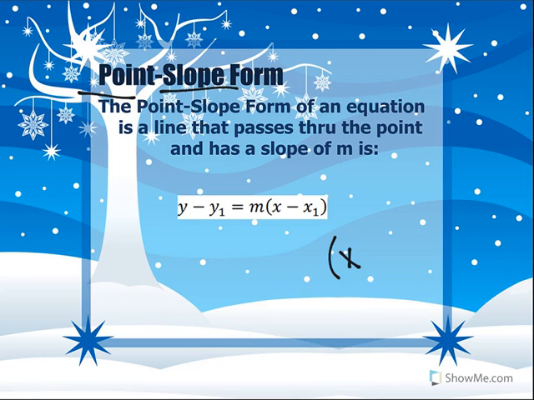So if your point is x1, y1, those are the values that you plug in. M, of course, is your slope. Then your y and your x stay general, so you're never going to plug anything in for y and x right now. To create your equation, it's simply plugging your point in and using your slope.